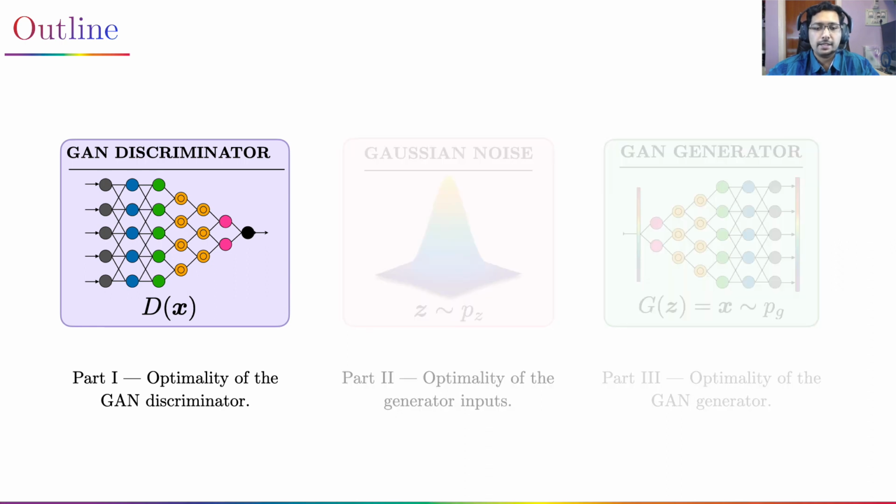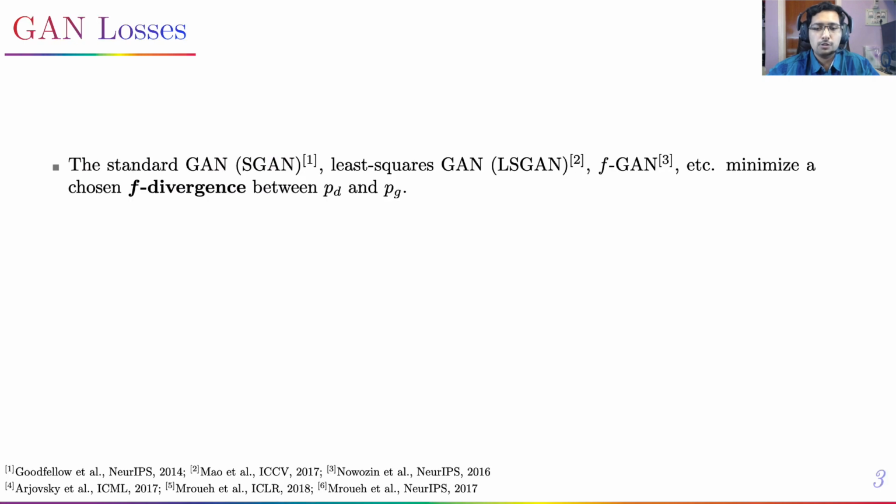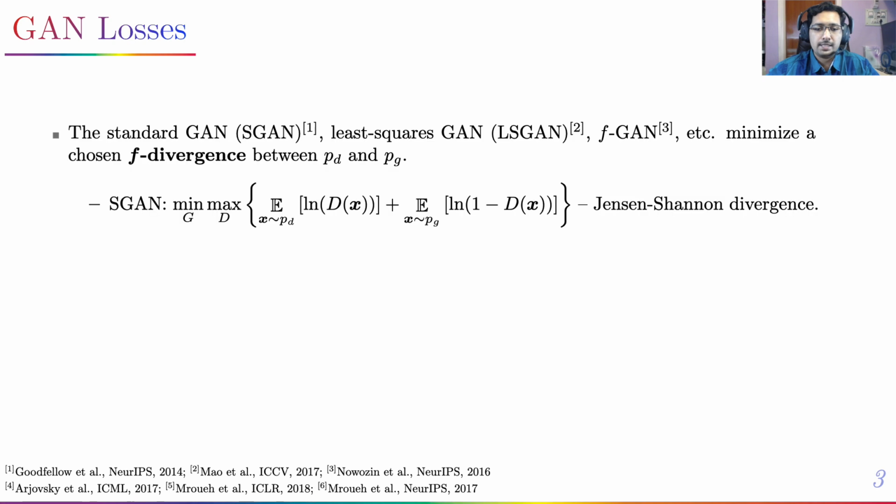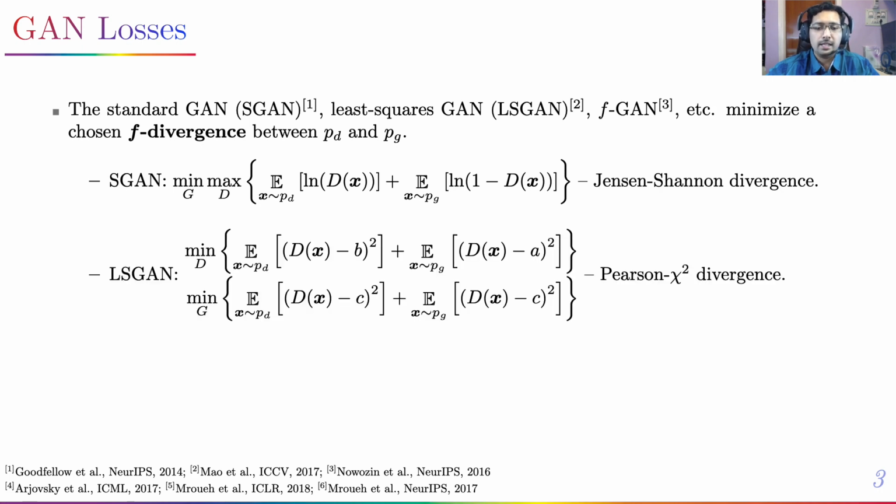First, let's consider the GAN discriminator. To start things off, let's focus a bit on the losses used to train various GANs. Broadly, there are two kinds. The first and the classical formulation is that of divergence minimization. For example, the standard GAN involves a cross-entropy loss, and the generator can be viewed as minimizing the Jensen-Shannon divergence between the data distribution P_D and the generator distribution P_G. Similarly, the LS GAN considers a least squares loss corresponding to the Pearson chi-square divergence.